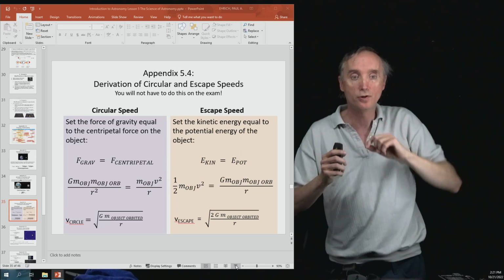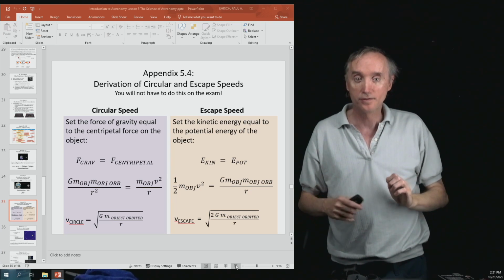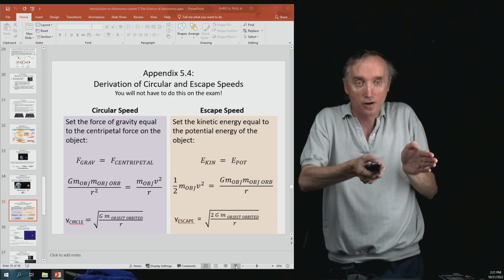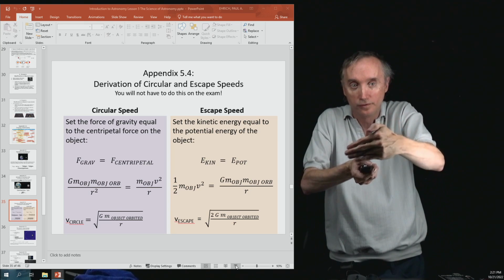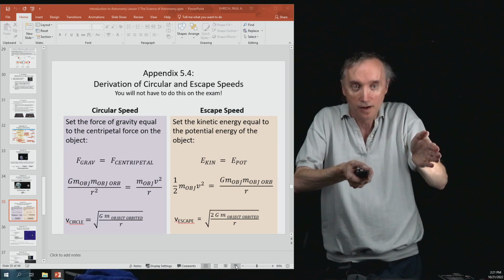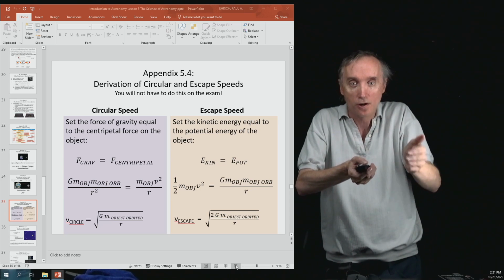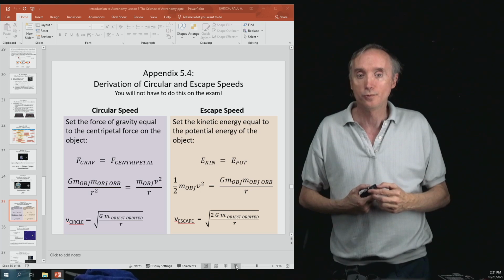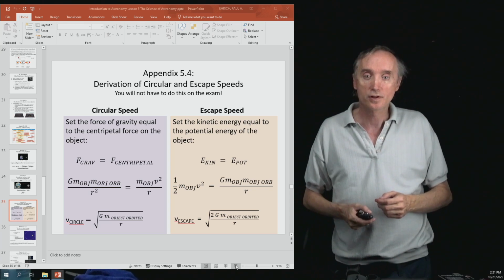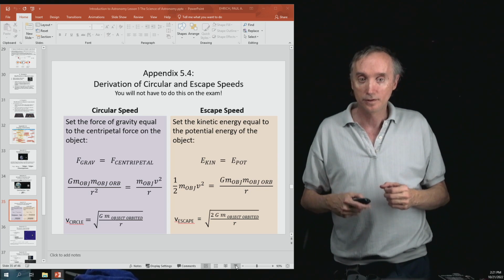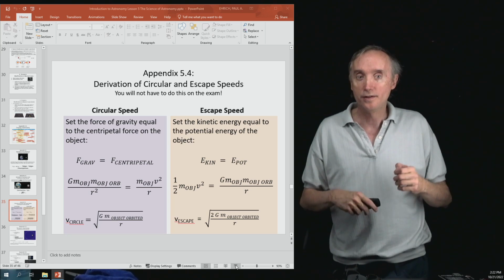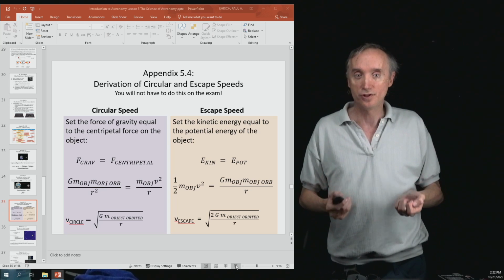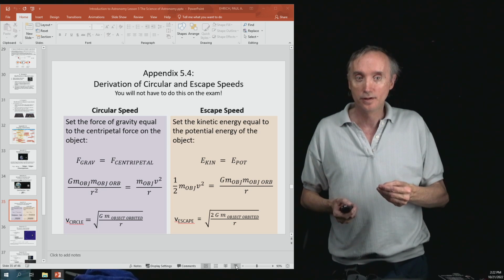See, objects want to go in straight lines because of Newton's first law of motion. So the force that causes something to curve instead of going in a straight line is going to be this thing that we're going to call the centripetal force. So we're going to set those two forces equal to each other, and we get that formula that's called the circular speed equation.